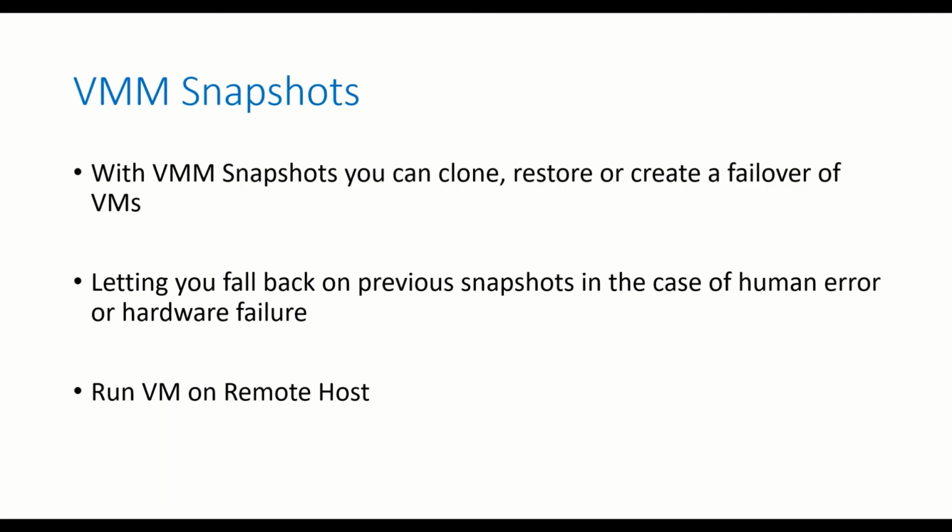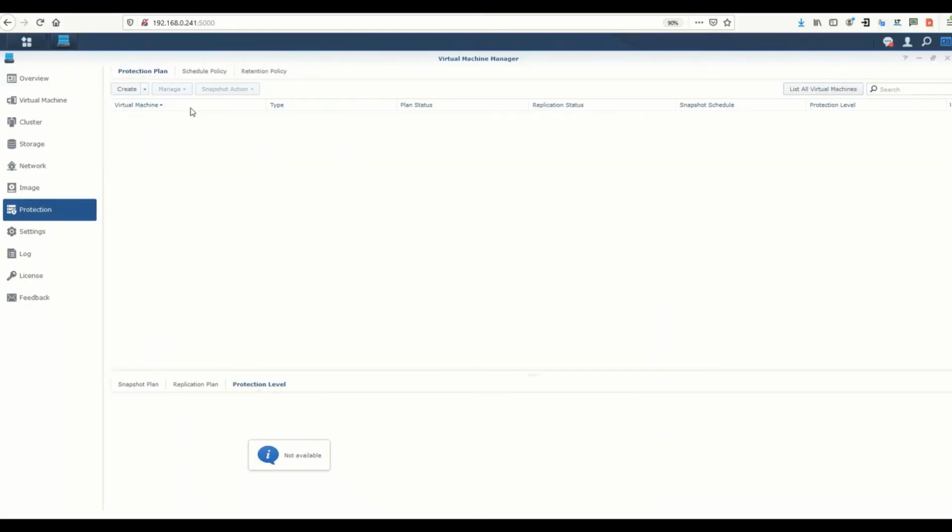So moving on, I'd like to talk about obviously VMM snapshots. You can clone, restore, or create a failover of virtual machines within seconds. Rest assured that you can roll back any human error or hardware failure. Run a VM on remote host means you can choose one NAS as a computing node of the VM, while another NAS as a storage node for that same VM. Now I'd like to go into the demos of this. I'll show you the setup first.